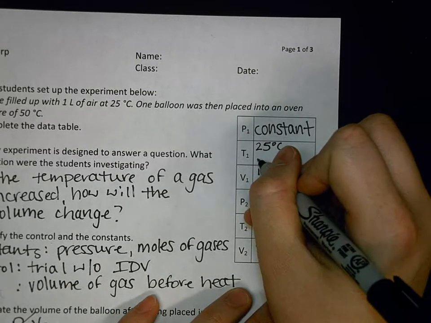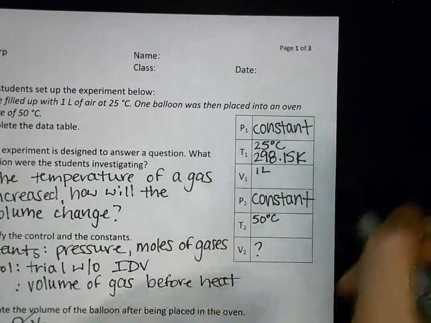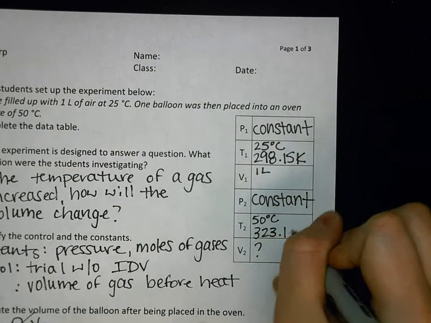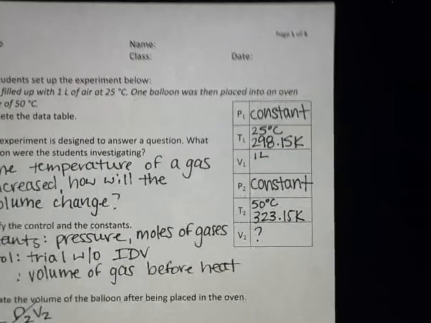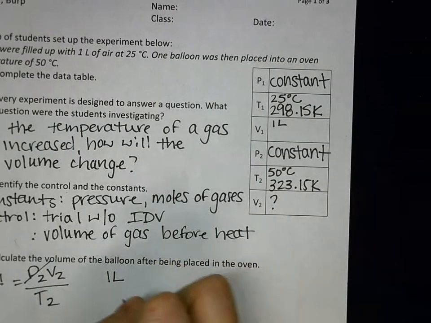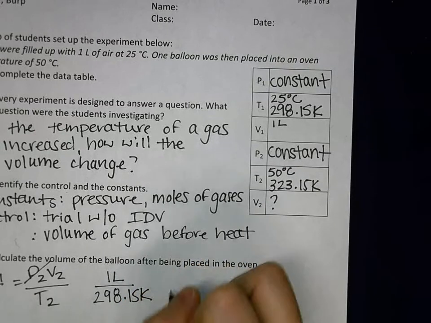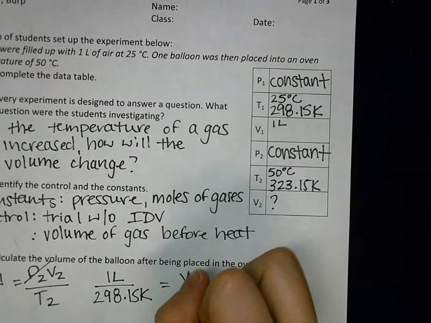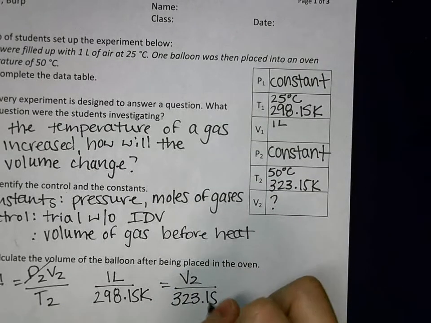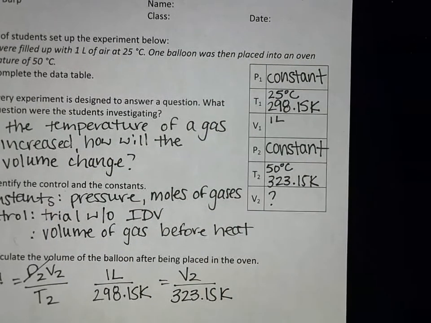273.15. So this gives me 298.15 Kelvin. And this is going to give me 323.15 Kelvin. So now that my temperature is in the correct units, we're just going to plug and solve. So my volume 1 is 1 liter. My temperature 1 is 298.15 Kelvin. My volume 2, that's what we're solving for, and the temperature is 323.15 Kelvin. So you can cross multiply or multiply both sides.